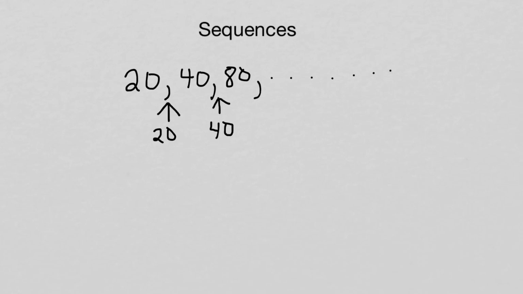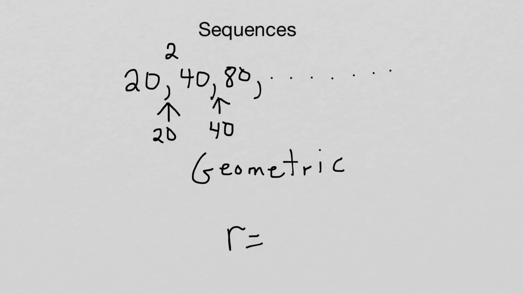So this one is not arithmetic. That means we're not going to be adding something each time. We're going to be multiplying. So I know that this one is going to be geometric. And when it's geometric, we have a ratio. So looking at this one, you just divide. 40 divided by 20 is going to be 2. 80 divided by 40 is going to be 2.